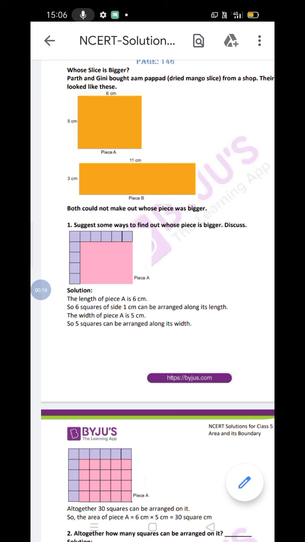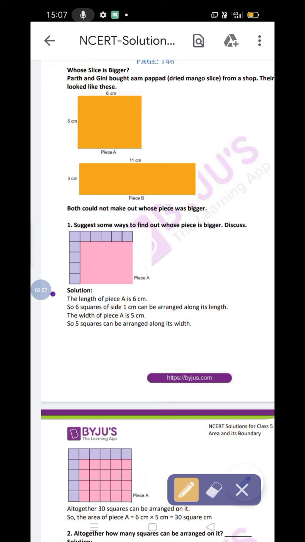Whose slice is bigger? Parth and Ginny went to a shop to buy the am puppet. Am puppet is nothing but dried mango slice. Both of them bought the am puppet, but the am puppet was different in size. Both could not make out whose piece was bigger, so they found some other way to find out whose piece was bigger.